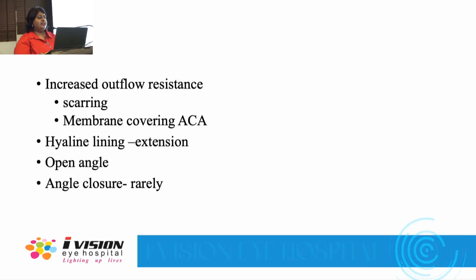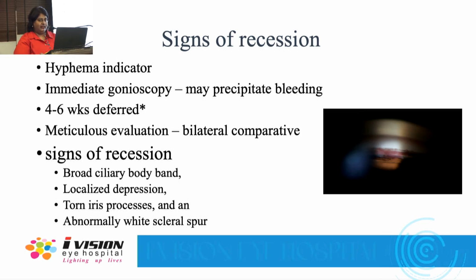The IOP elevation and glaucoma could be because of increased outflow resistance. The scarring happens in the trabecular meshwork, and there could be a membrane formation. It is always an open angle glaucoma in angle recession, unless a synechia forms as part of healing.